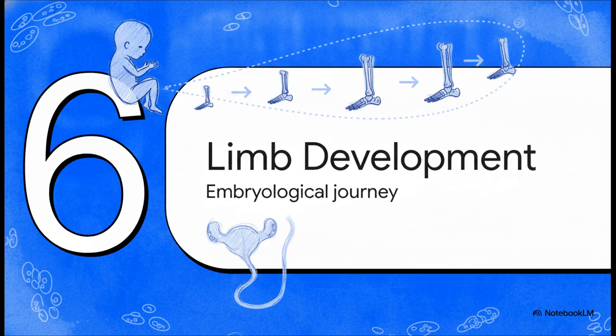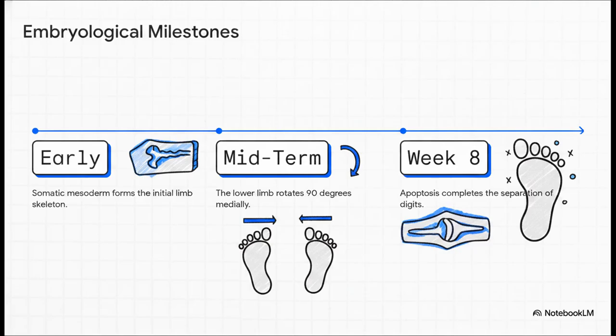Finally, Section 6, the development of the lower limb. A quick look at our embryological journey. A truly fascinating aspect of our early development is that while the initial limb skeleton forms from somatic mesoderm condensations, during mid-development, the entire embryonic lower limb has to physically rotate 90 degrees medially. This massive rotation is exactly why your knees face forward and your big toe is on the medial side, which is the complete opposite of your upper limbs where your elbows face backward. Then, by week 8, a programmed cell death process called apoptosis neatly separates those blocky limb buds into your distinct, individual toes.